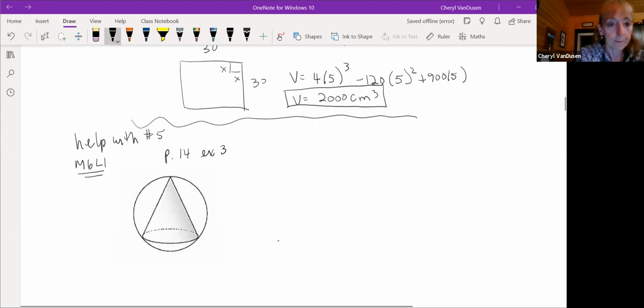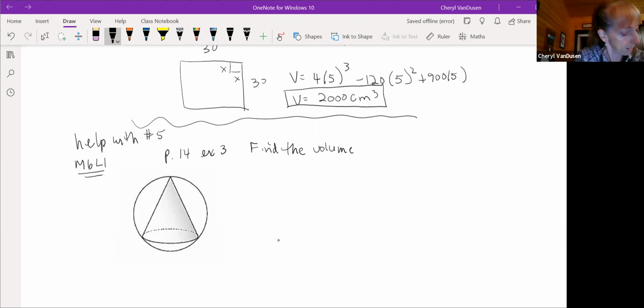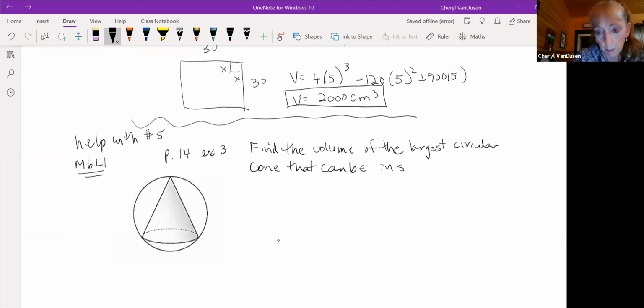It says, find the volume of the largest circular cone that can be inscribed in a sphere of 30 centimeters. Inscribed just kind of means inside, for the lack of tons of terms.